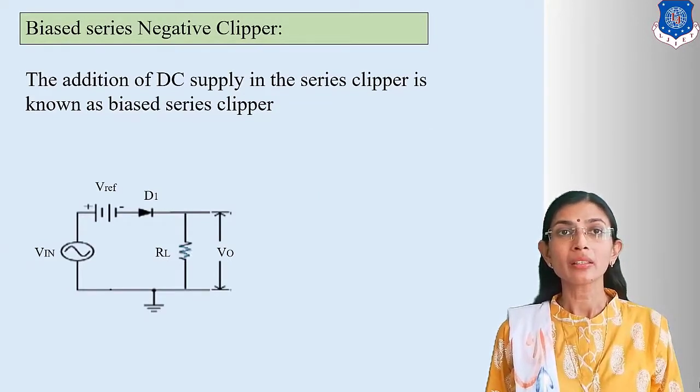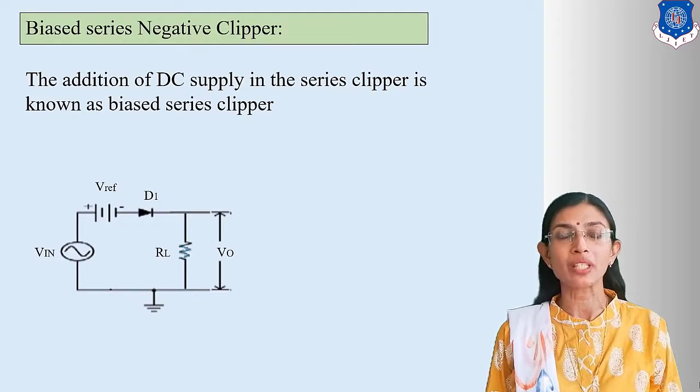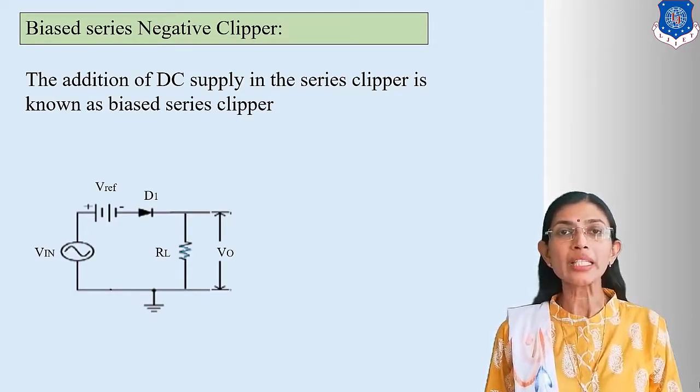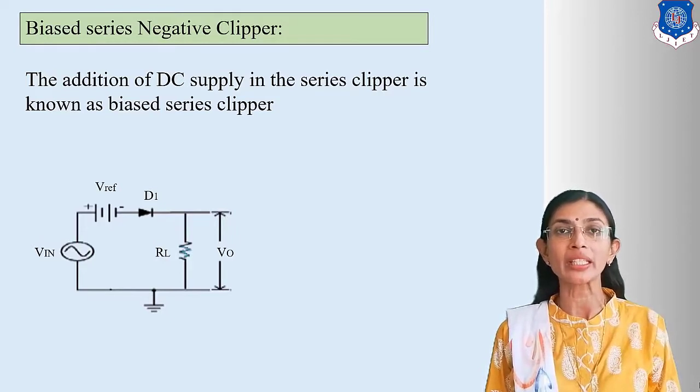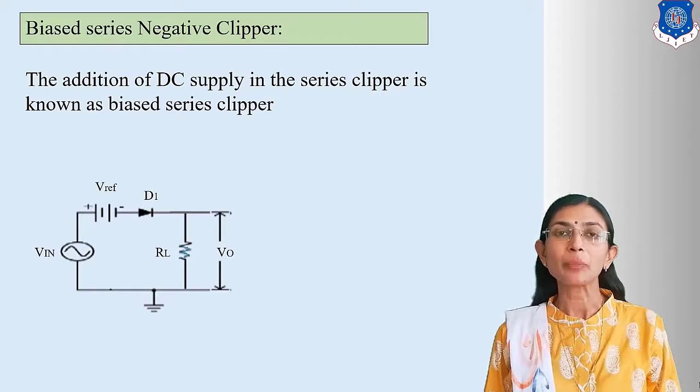I will explain the biased series negative clipper first. The addition of DC supply in series with the clipper is known as a biased clipper. And what is a series negative clipper? The diode is connected in series with the input. That's why it is known as a biased series negative clipper. As for the direction of the diode, the P side, the anode, is connected with the input sine wave, and the cathode of the diode is connected with the load resistance RL. So this is the condition for drawing the biased series negative clipper.